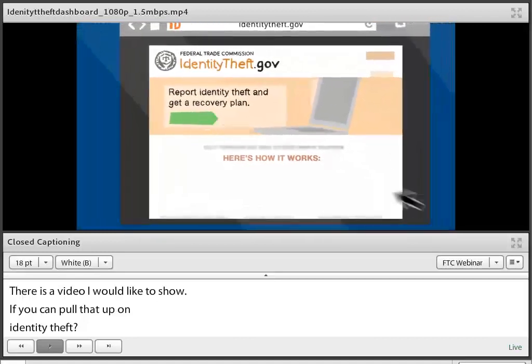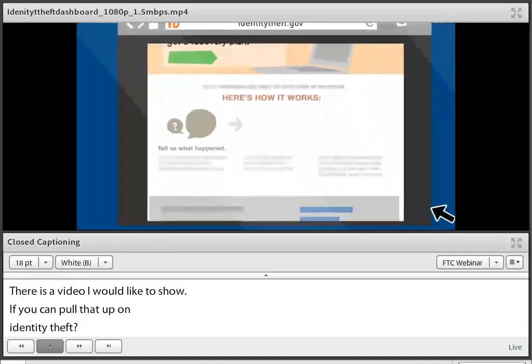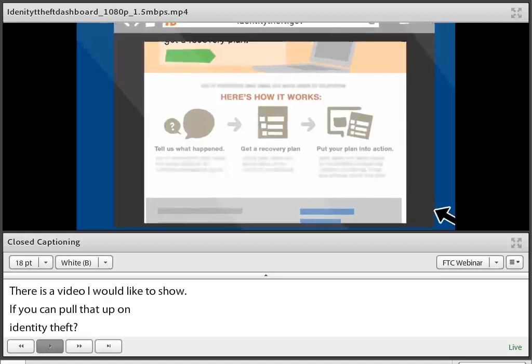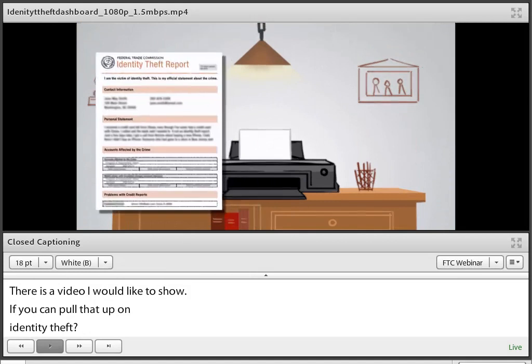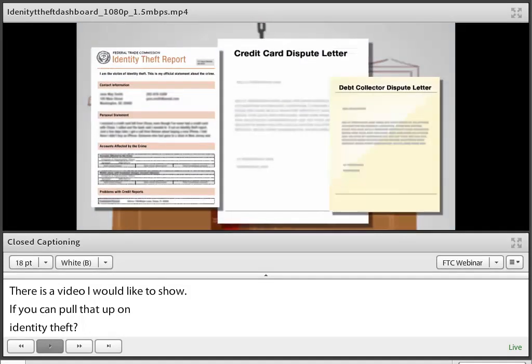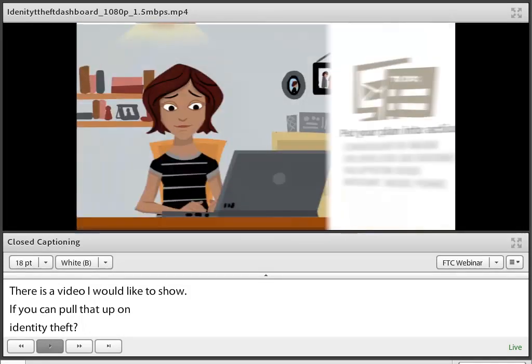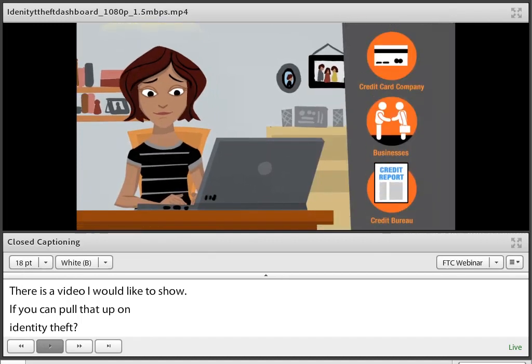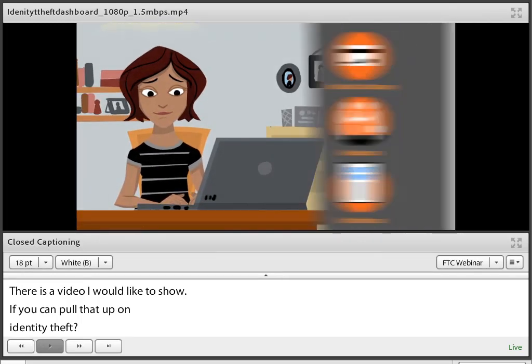IdentityTheft.gov guides you through each step of the recovery process. You can generate the letters and forms you need, track your progress, and keep detailed records of people you've talked to. No matter what your identity theft situation is, identitytheft.gov can help, because recovering from identity theft is easier with a plan.